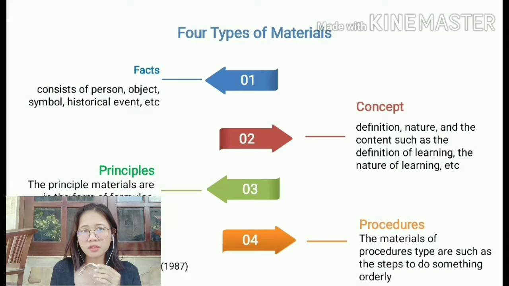And the last one is procedure. The material of procedure types can be found in the step to do something orderly. For example, the steps of finding new word in dictionary, making a phone call, and making a cup of tea.